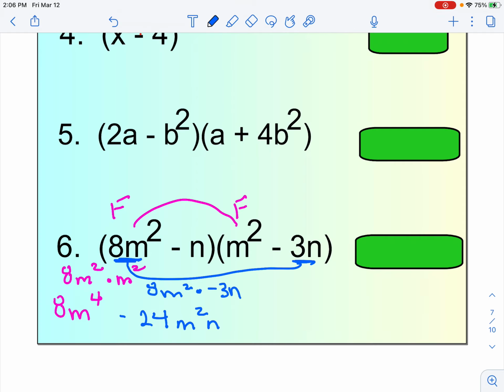So again, these are just a little bit more complicated, so I wanted to go through at least one of these. Here's our inside terms right here. And so we're going to multiply negative n times m squared. Well, a positive times a negative is going to make a negative. And then we could write m squared n, but we usually write the terms in alphabetical order. So I just switched the order because that's how we usually write in math.